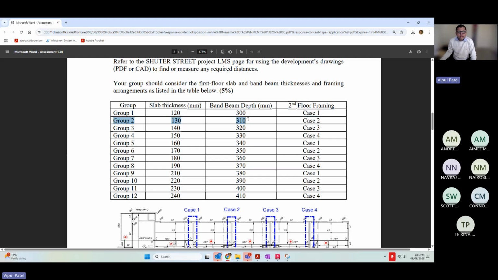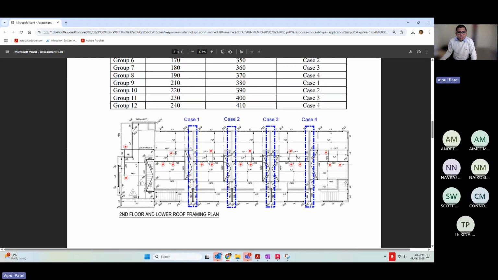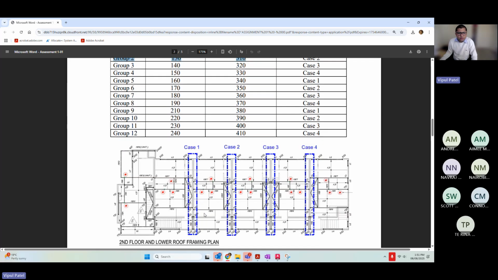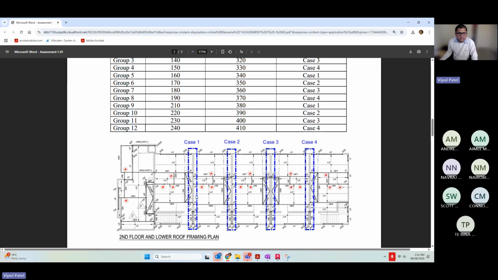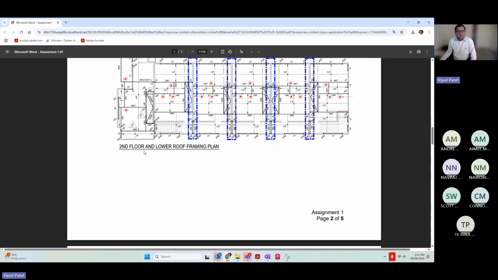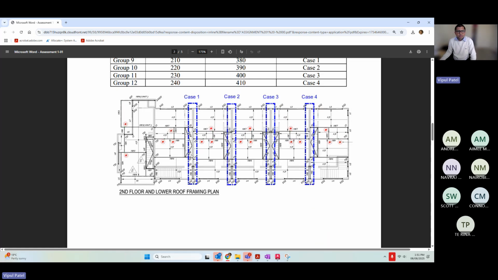Group number 2, 130, 310, and so on. So case 1, case 2, case 3, and case 4. So in case number 1, you need to come back here and see the framing above this one, like the second floor and lower floor framing. If you go into the architecture drawing, it will show you what types of walls, what types of flooring, and whether there are voids. You can just work it out. Case number 2, you go here, see the architecture drawings, and you work from there.